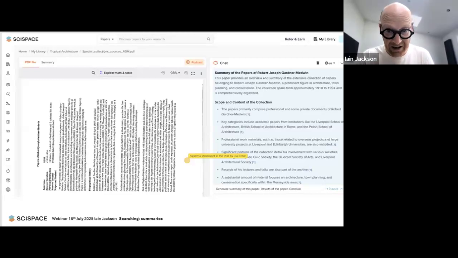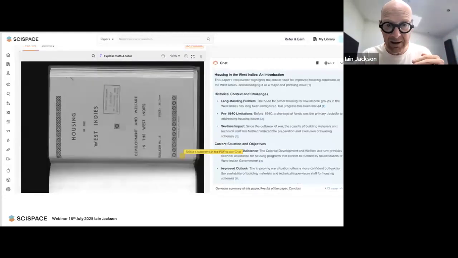So there's hundreds of pages here. SciSpace quickly whizzes through and gives me the summary. Super detailed. This is analysis. This is data analysis now. This is helping me to get through information to find what I need quickly.